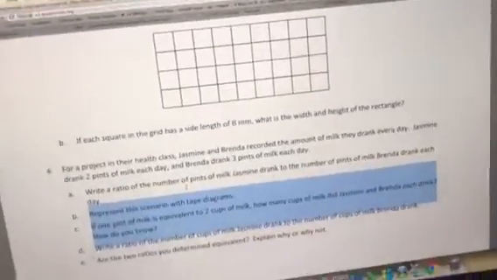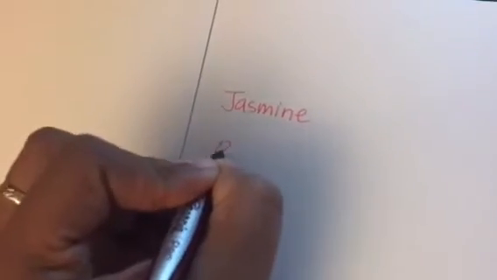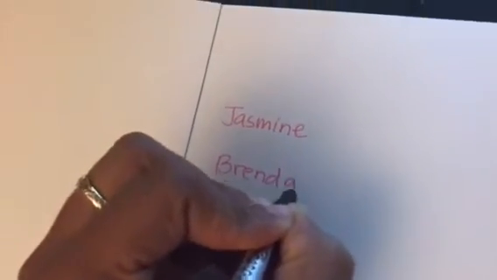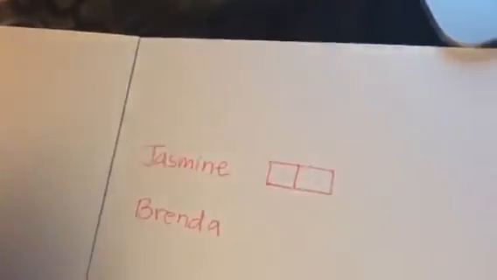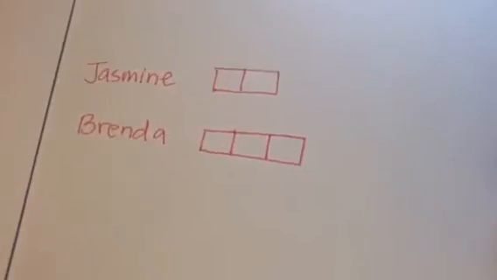So first, I'm going to draw a tape diagram to represent that relationship. So I'm going to use my red pen. So we're comparing Jasmine to Brenda. And Jasmine drank 2 pints, so I'm going to draw 2 boxes, and that's going to represent the tape diagram. And then Brenda drank 3 pints, so I'm going to draw 3 boxes to represent that ratio. So you should recognize that from class. So I got that information from the description up here.